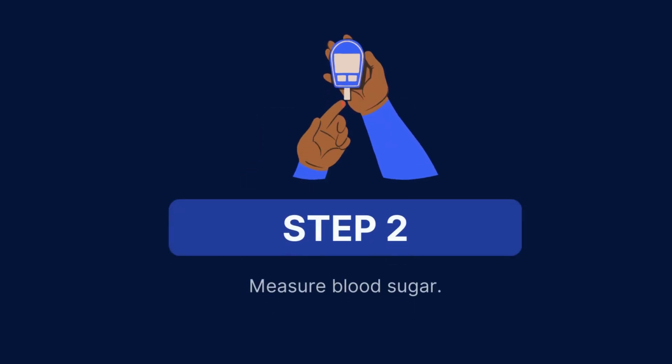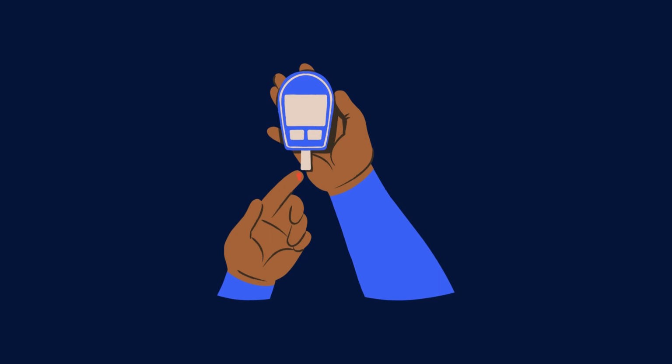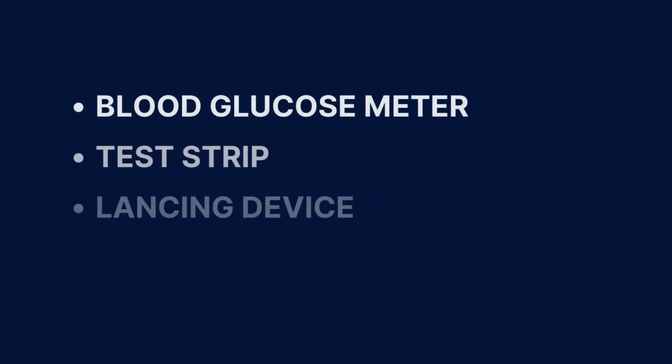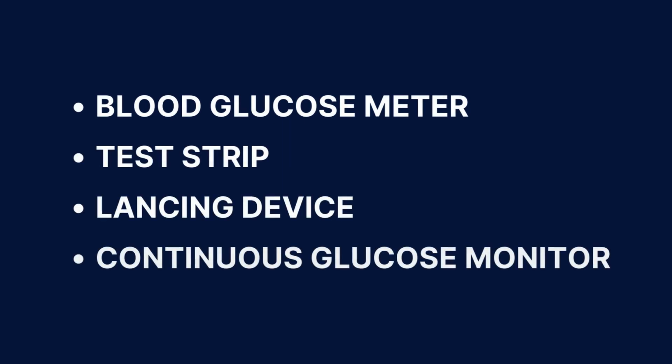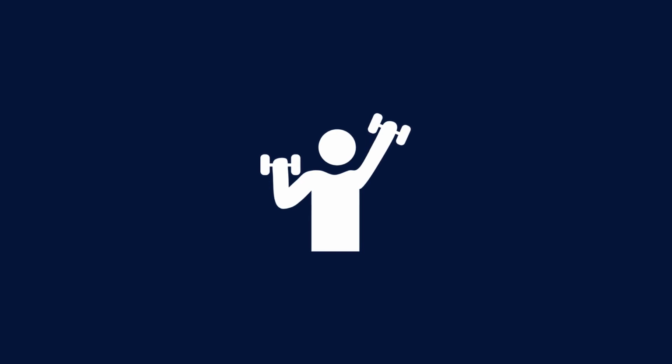Next, measure blood sugar. Before giving the patient a PDF copy of the blood sugar log, ensure that they have the equipment and knowledge to properly take their blood sugar. They must have a blood glucose meter, a test strip, and a lancing device or a continuous glucose monitor to check their blood sugar during the times indicated on the template. You may also request that they check their blood sugar beyond mealtime, such as before and after they exercise.